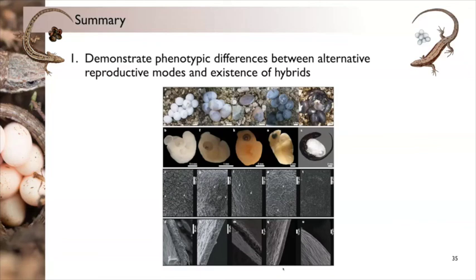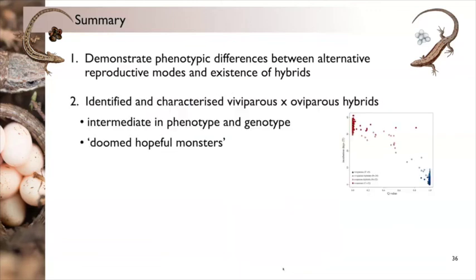So accumulating the sample size needed for this analysis took quite a few years of hard work led by Hans Recknagel. And we identified and characterized these oviparous and viviparous hybrids and showed how they're intermediate both in genotype and phenotype.